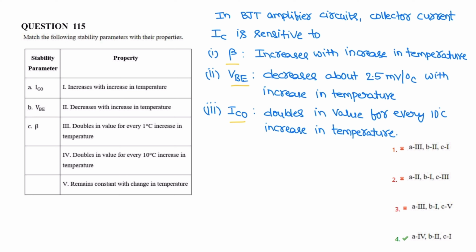So option 4. ICO doubles for every 10 degree rise in temperature, so A matches with 4. VBE decreases about 2.5 millivolts per degree centigrade with increase in temperature, that is 2. Beta increases with increase in temperature. Correct option is 4. So that is A4, B2, C1.